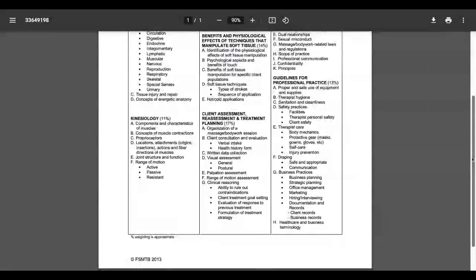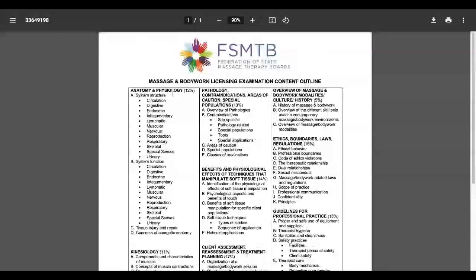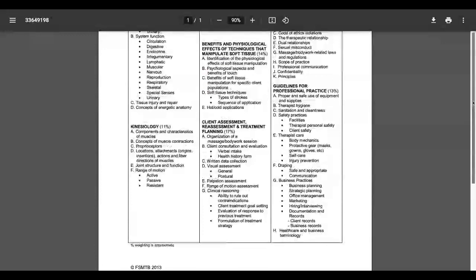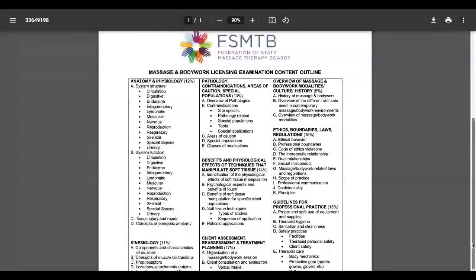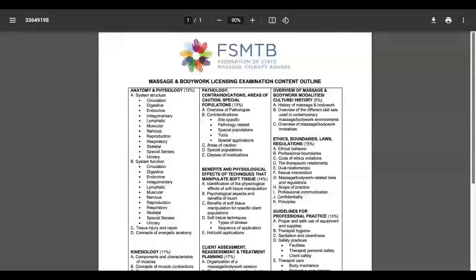So if it's 100 questions on this exam and they're breaking down the percentage based on 100, then anatomy and physiology here would be 12 questions. Kinesiology would be 11 questions. Then we look at the pathology being 13, the physiological effects and techniques would be 14, the client assessment and reassessment would be 17, and so on. So in some cases, yes, this is the breakdown by the FSMTB who developed these tests.